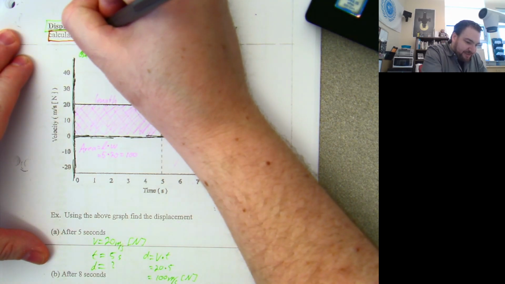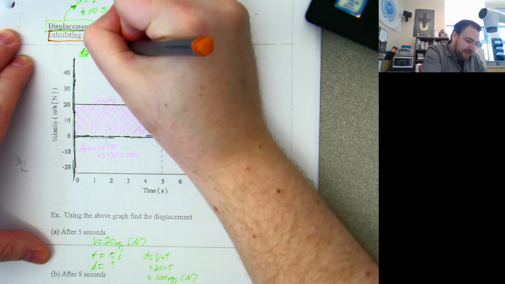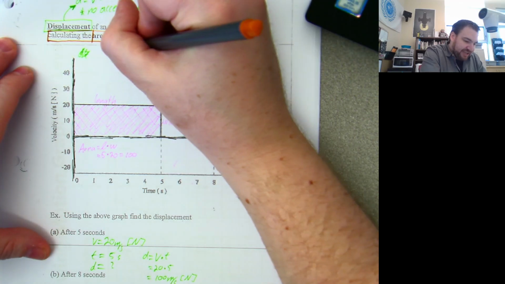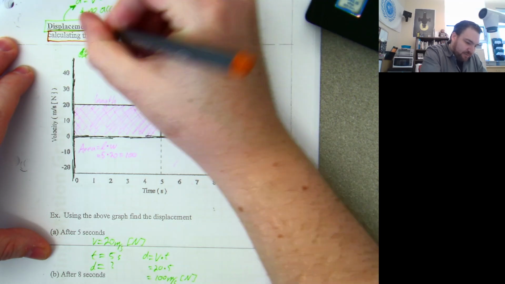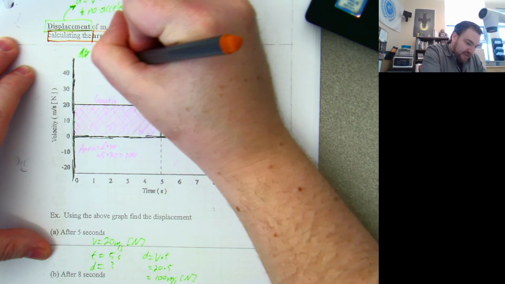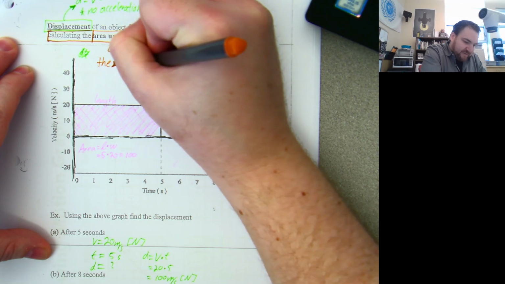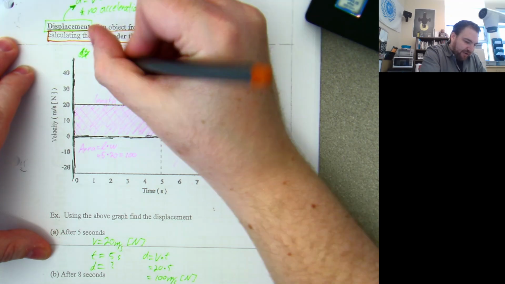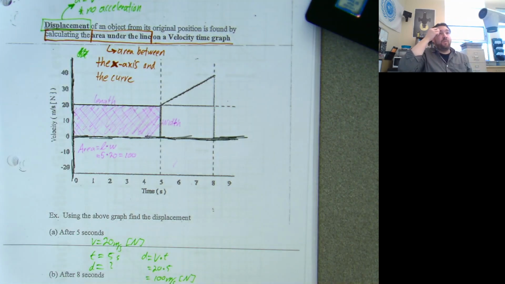When we talk about this concept of under the line, it's important to recognize what that means. So I want to make a note down here. If I want the area under the line, what I'm looking for is the area between the x-axis and the curve, wherever that happens to be.